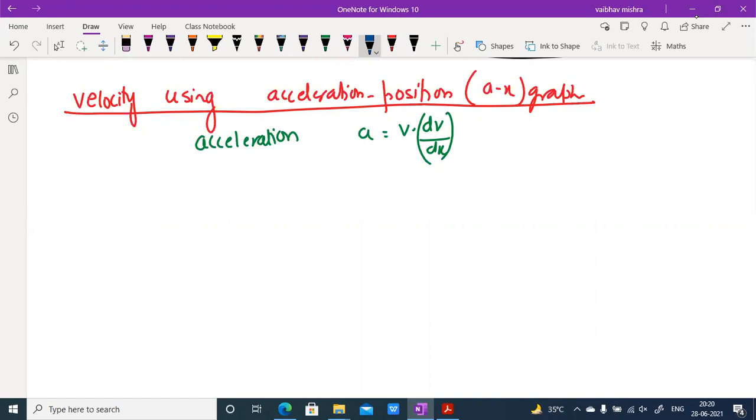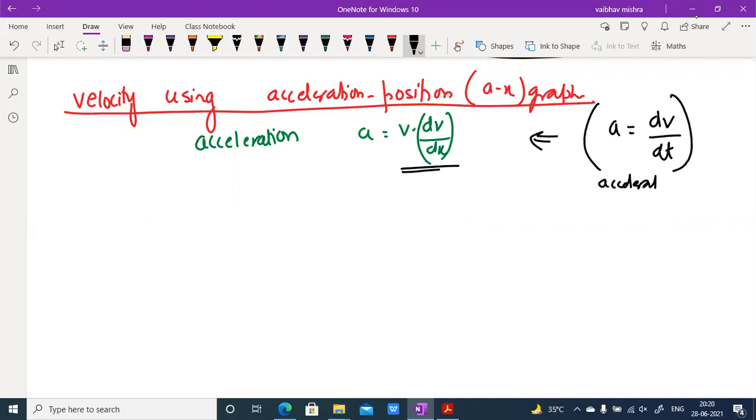Right? Yes. How did this acceleration formula come about? Rishit? How do we get this formula from dv by dt? Acceleration is rate of change of velocity. How do we change it into dv by dx? How do we get this formula A is equal to v dv by dx from acceleration is rate of change of velocity with time? A is dv by dt. This is known. How do we change this to v into dv by dx?